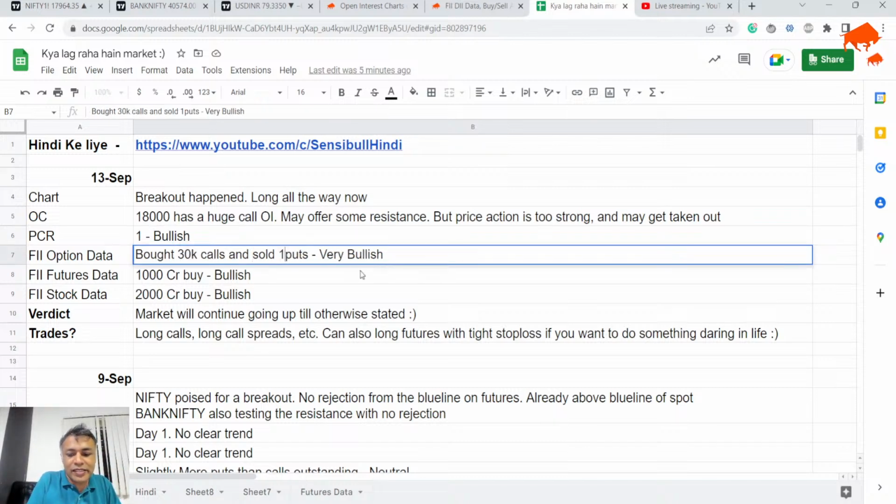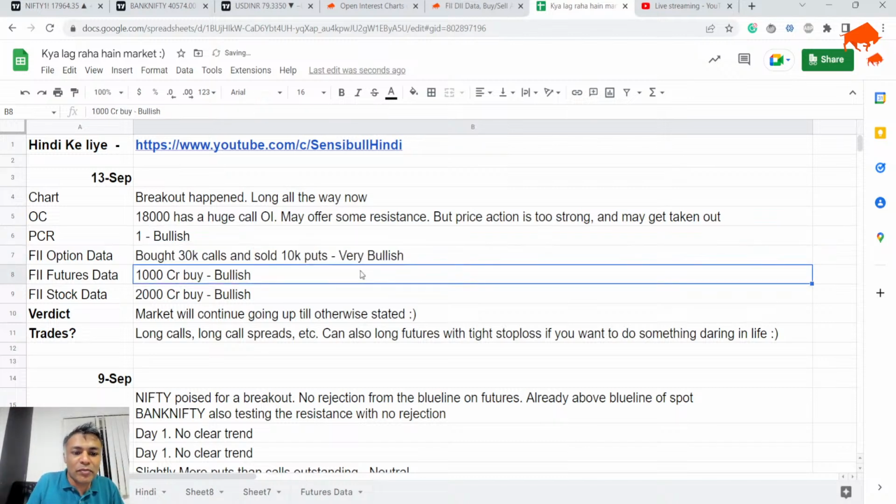So basically, the chart says buy, OI says buy, FII says buy, FII's futures say buy, FII's stock says buy, so why should we sell, right? So basically, if you want to sell, then sell puts, don't sell calls, don't sell futures. This is a very simple thing. This is a trending, uptrending, bullish market.